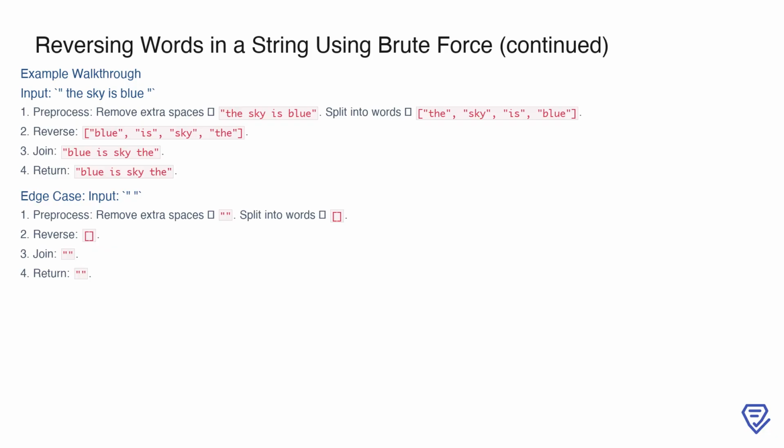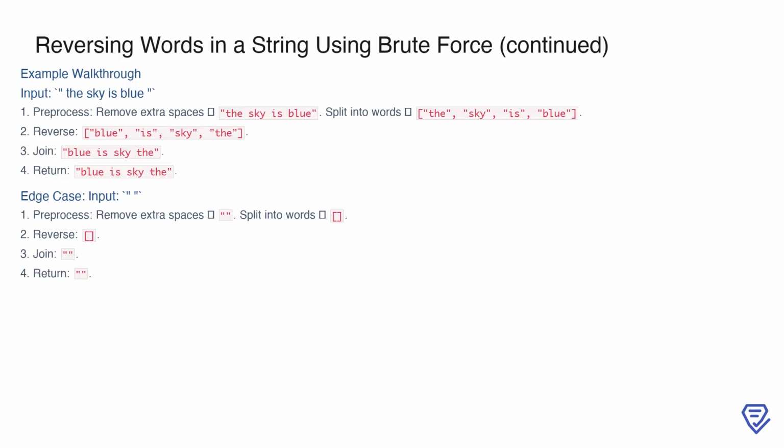First, we pre-process the string by removing the extra spaces, resulting in "the sky is blue." Splitting this gives us the list of words: the, sky, is, blue. Next, we reverse the list to get blue, is, sky, the. Finally, we join these words with a single space to produce the string "blue is sky the," which is returned as the output.